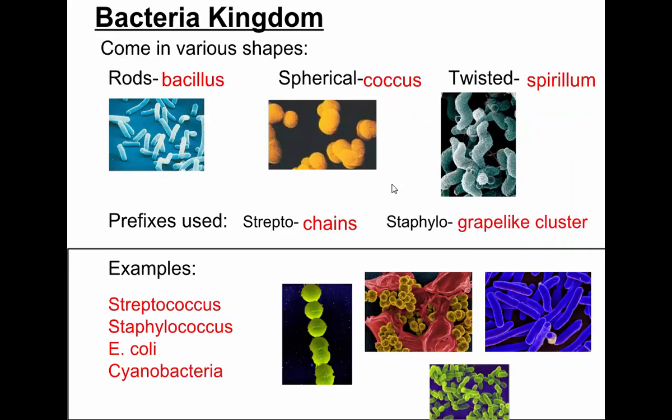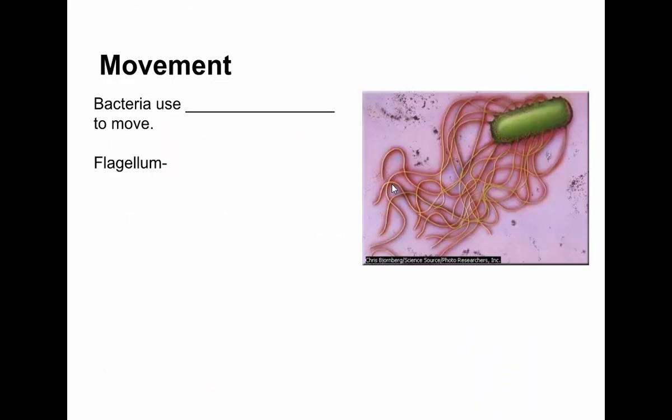Bacteria do move. Even though they're really small and single celled, they can move, and they do it using these long whip-like tails. They're called flagella. The flagella help them move around. It's their means of what we call locomotion, moving around.